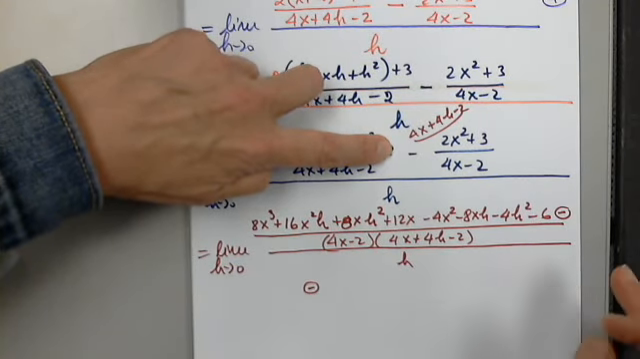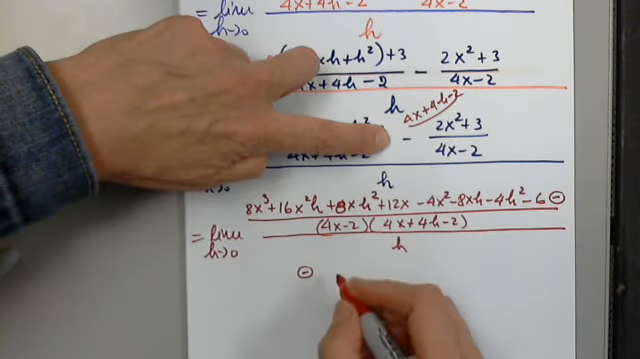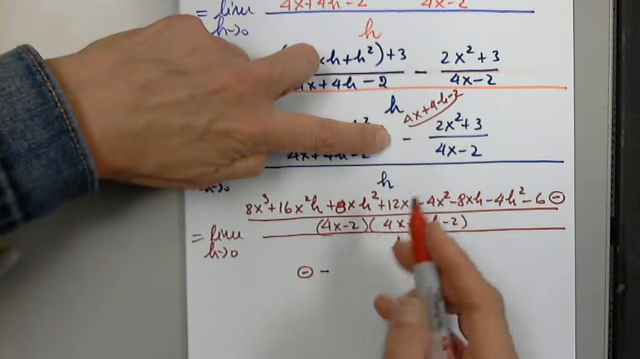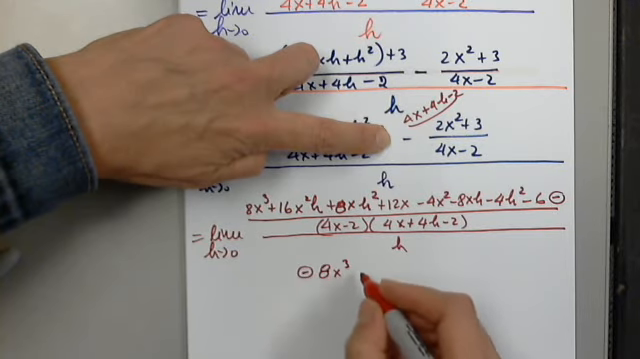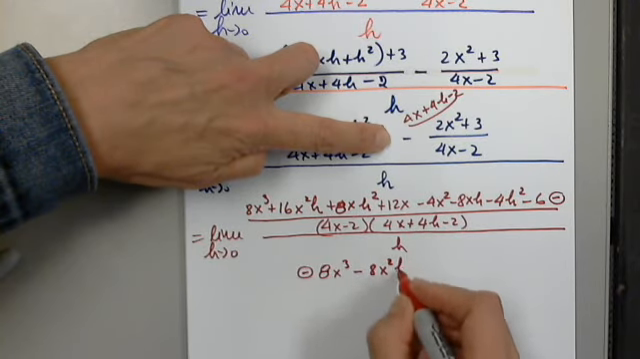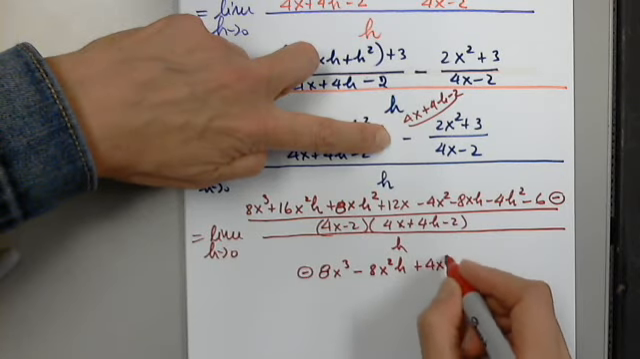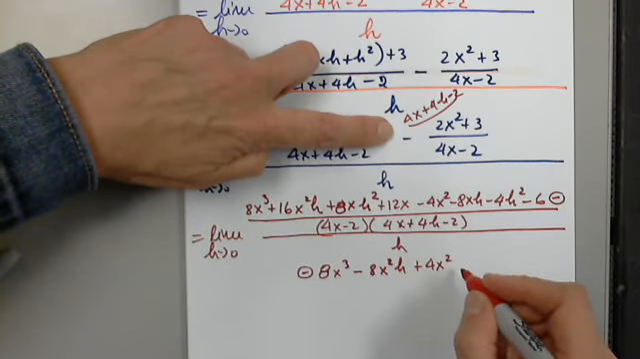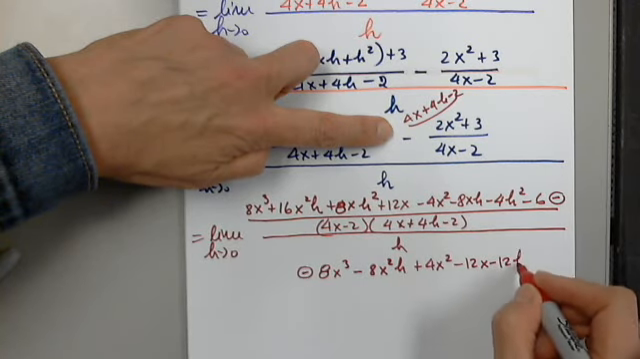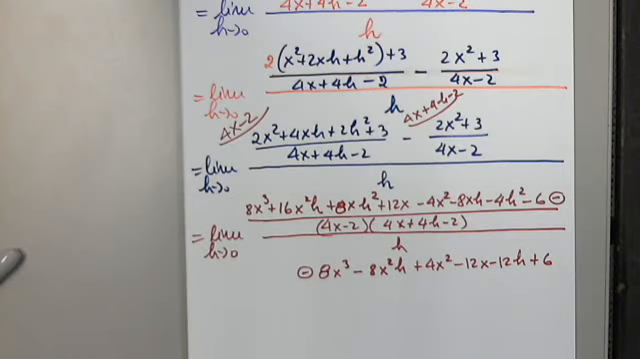Not with two minuses, but it says there is something that follows. Negative, I already have the negative. Negative 8x cubed, negative 8x squared h, and plus 4x squared. And then minus 12x, minus 12h, and plus 6. So one more time, negative 8x cubed, negative 8x squared h, plus 4x squared, minus 12x, minus 12h, but plus 6.